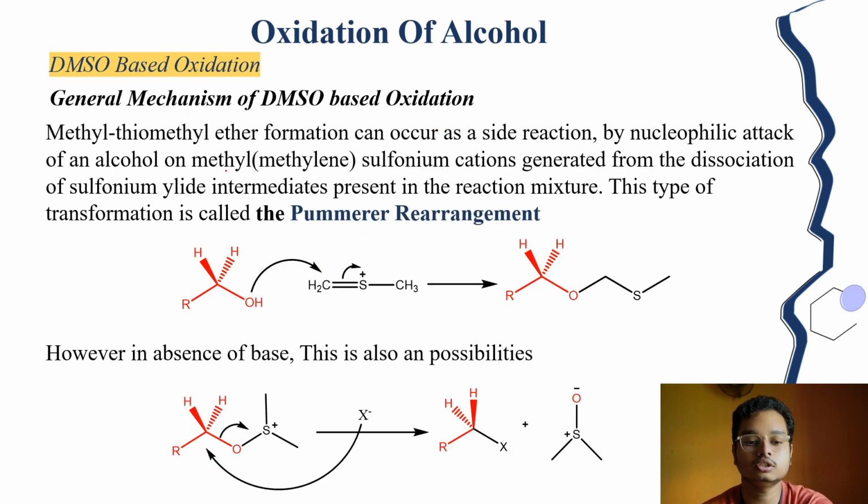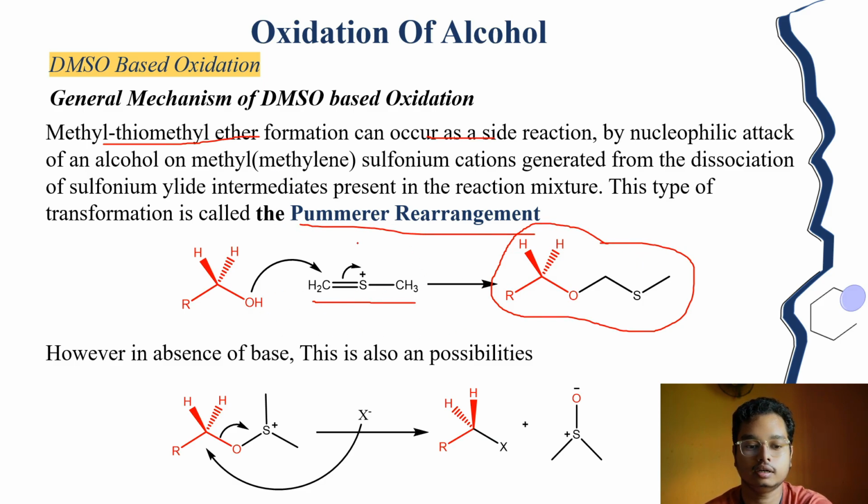Now, there is also a possibility of side reactions, like methylthiomethyl ether formation. Basically, this ylide directly gets a nucleophilic attack by the alcohol to generate this methylthiomethyl ether, and this type of side reaction is called the Pummerer rearrangement. This side reaction has been observed under certain conditions.